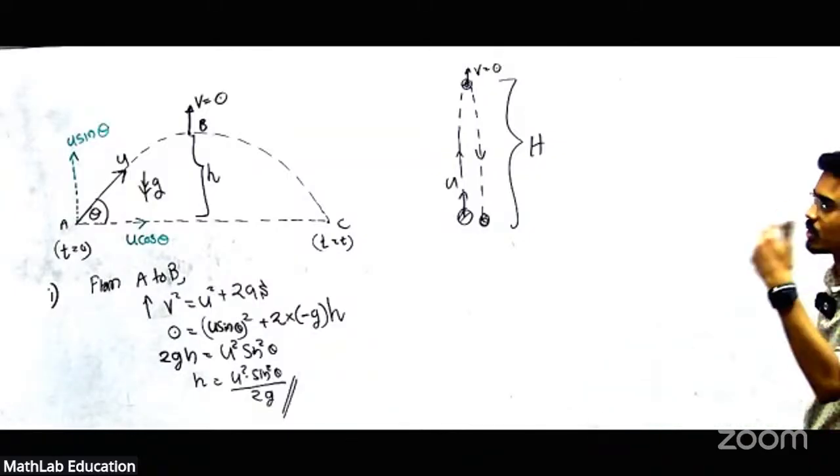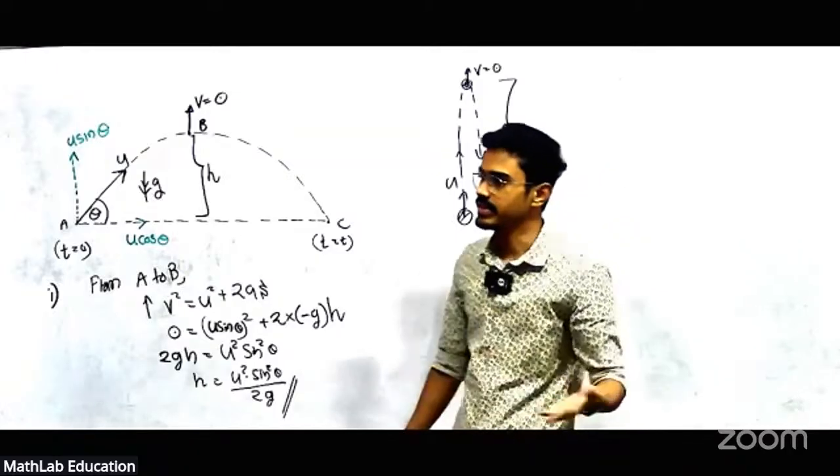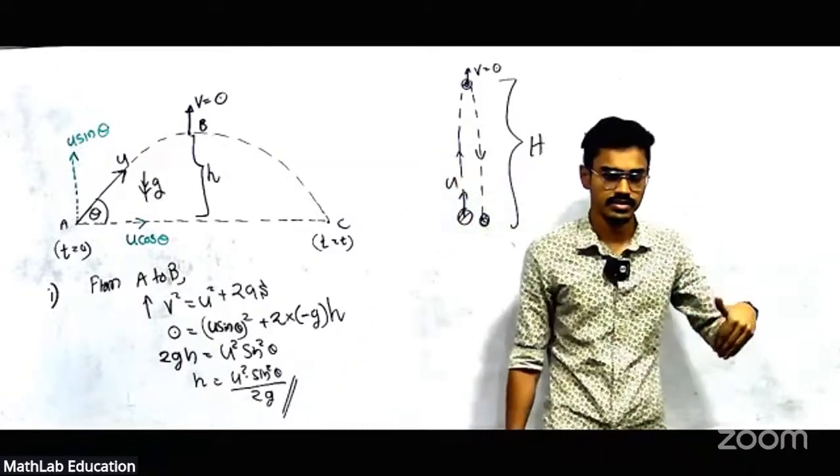So even though the actual object travels in a parabolic path, we are considering its linear motions and solving the question.